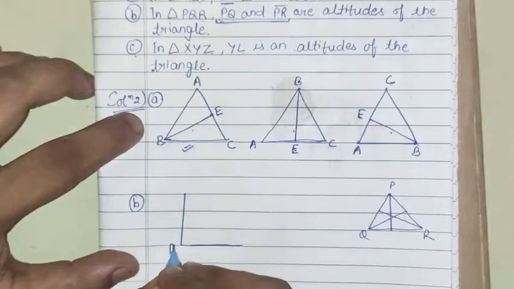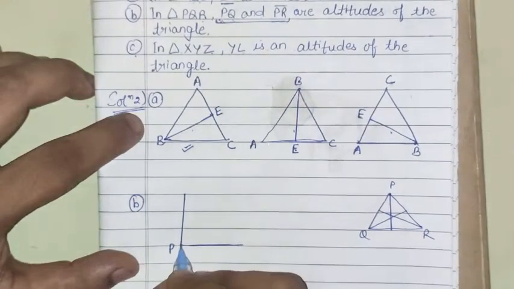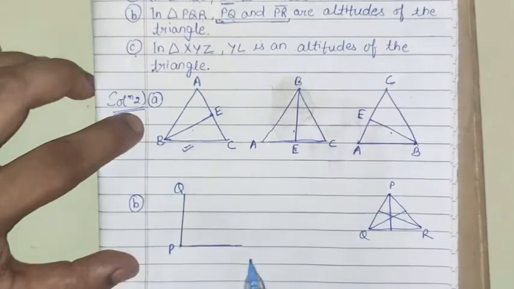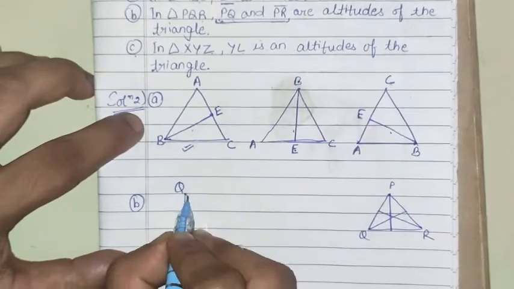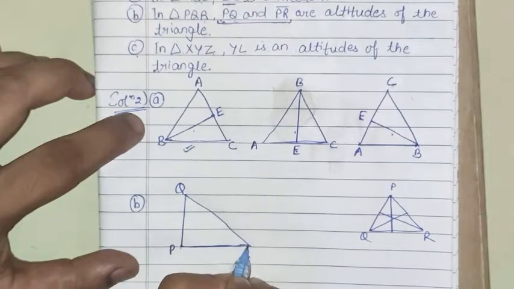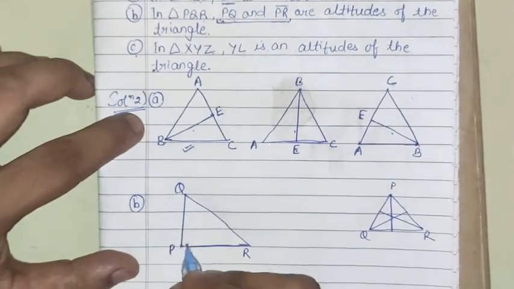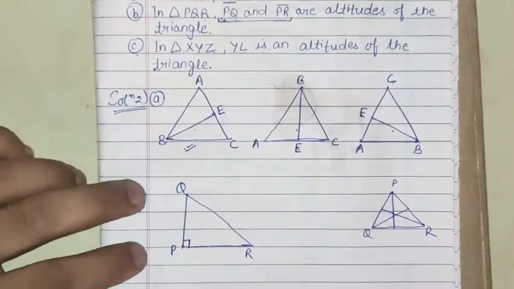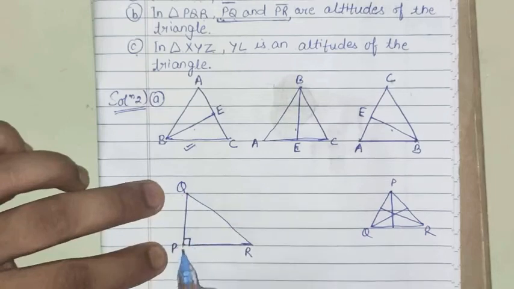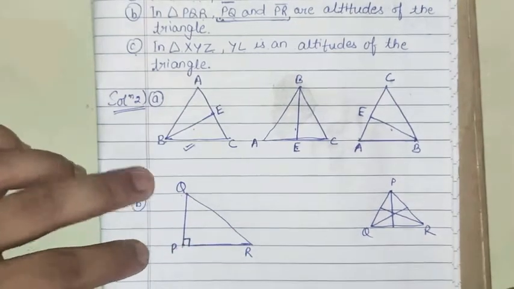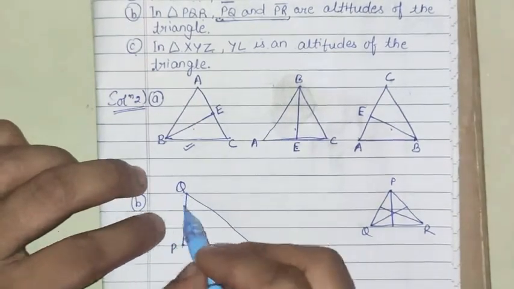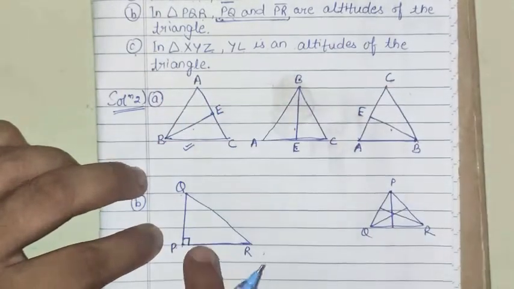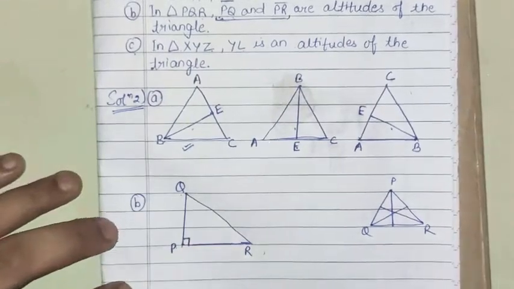That means we can make P as a vertex here, with PQ and PR, and we join Q and R. Here angle P is 90 degrees, and we get PQ and PR as altitudes. So in triangle PQR, PQ and PR are altitudes of the triangle. We have to make this figure.